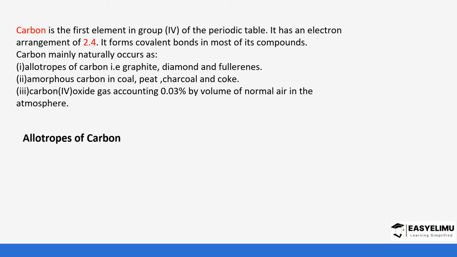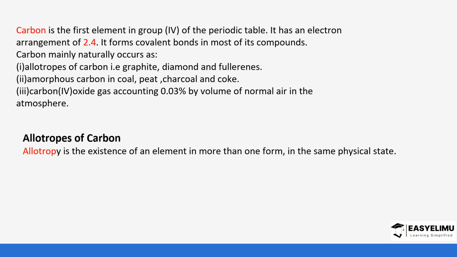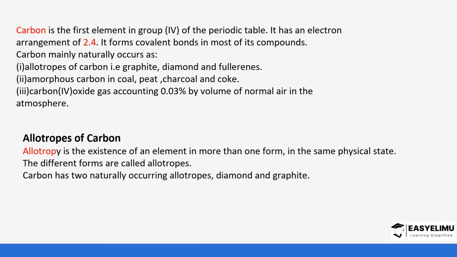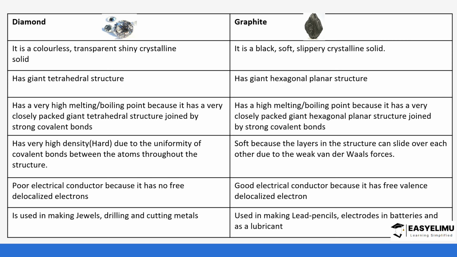First, we're going to start on the allotropes of carbon. Allotropy is the existence of an element in more than one form in the same physical state. This element exists in more than one form, but they are in the same physical state. As you can see, all of them are in solid state. The different forms are called the allotropes, and we have naturally occurring allotropes like diamond and graphite.